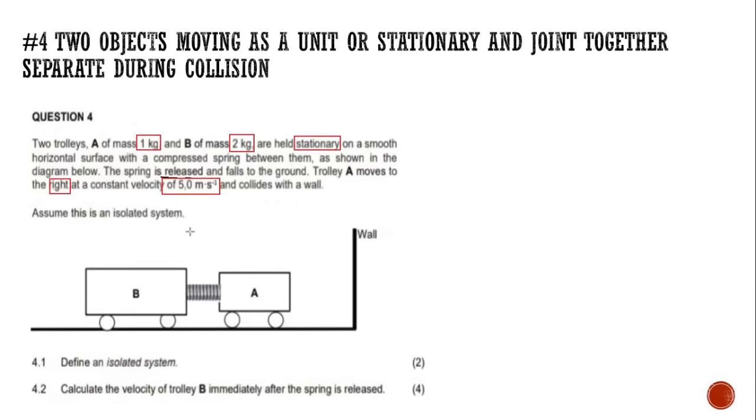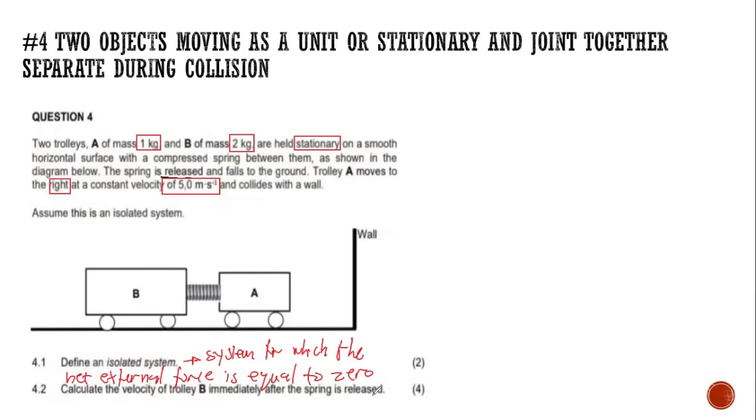This is another way to say ignore the effect of friction or ignore any rotational effects of the wheels. And then 4.1 says define an isolated system. Now, as we saw from the definitions, how do we define an isolated system? We say this is a system for which the net external force is equal to 0.